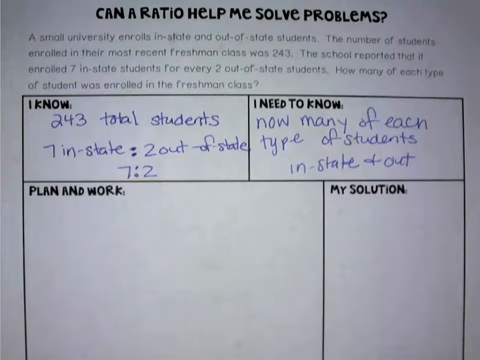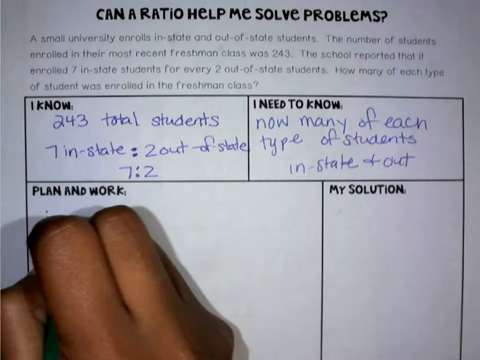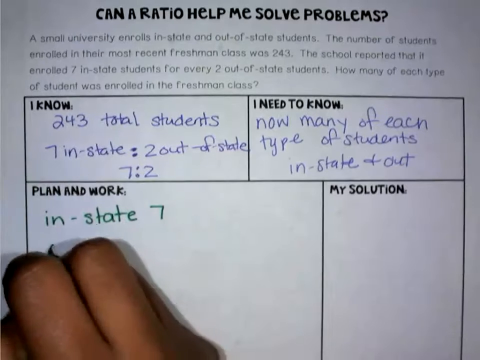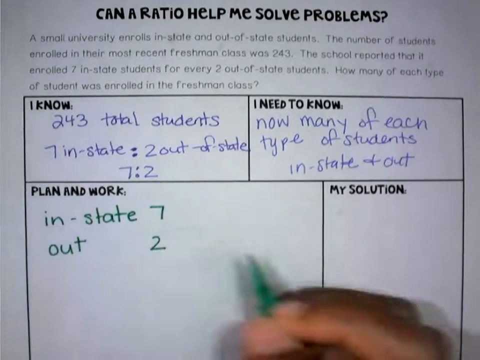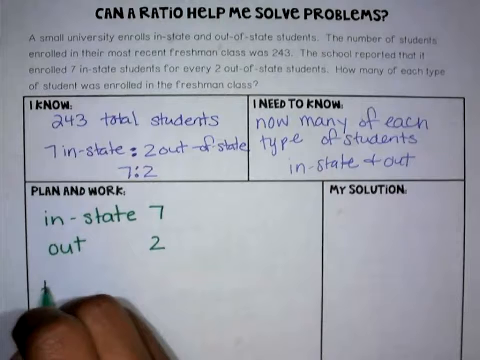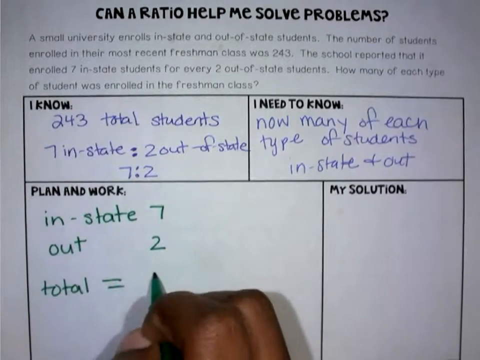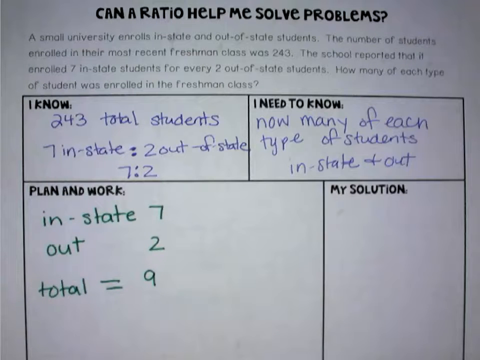So our plan area to work at. First, we're going to write that we know that in state we have 7 students. Out of state we have 2. So this ratio has a total of how many? 7 and 2, 9. So we're dealing with 9 people at a time, because for every 7 students that are in the state, there's 2 out. So it's like one unit, but it's 9 of them together, but they're split with 7 and 2.